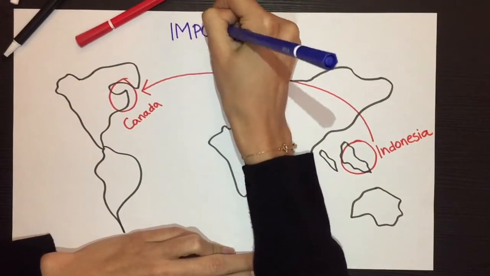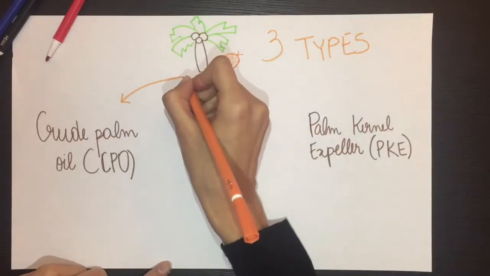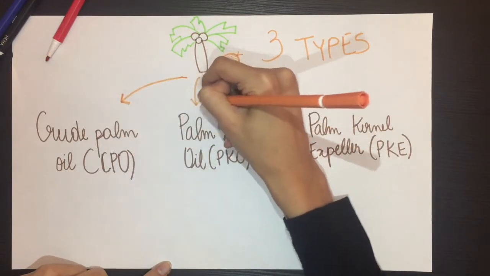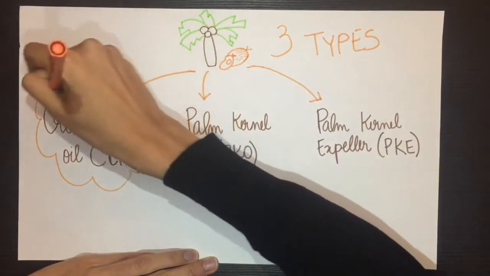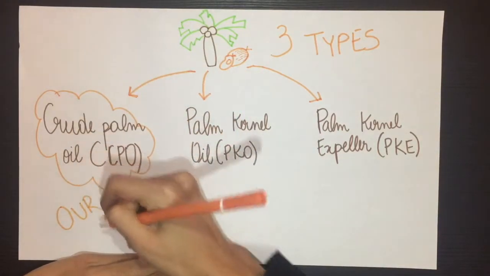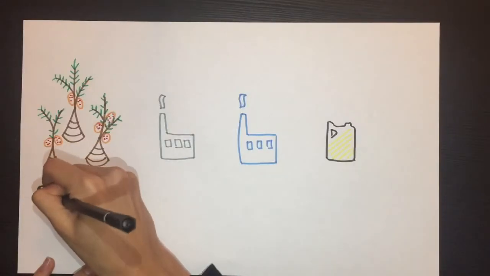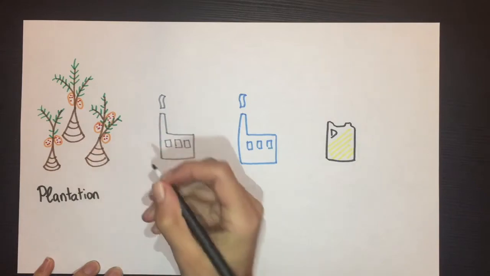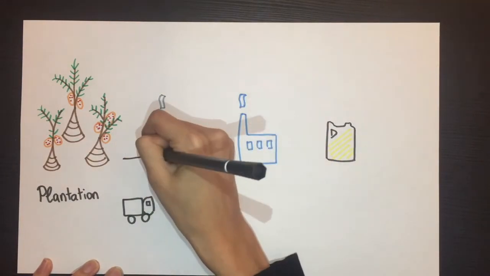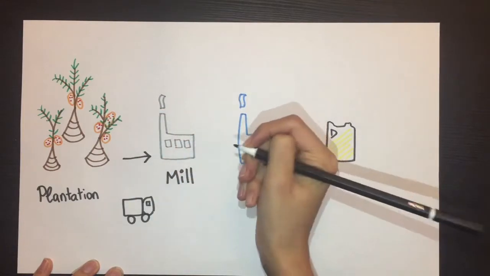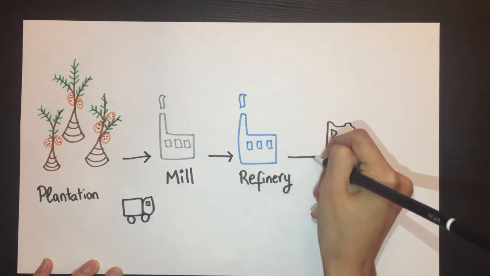This short video is about importing palm oil from Indonesia to Canada. To start with, there are 3 types of palm oil and we choose to import crude palm oil. Concerning the fabrication processes of crude palm oil, it is very simple. It goes from the plantation, then to the mill and then to the refinery.